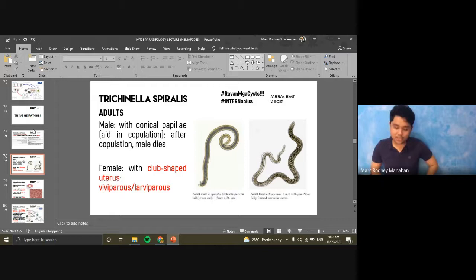And females, as you can see, have a club-shaped uterus. And inside the uterus are already larva. So there is no egg stage, right? No egg stage, and what it produces directly are larva. That's why Trichinella is known as larviparous or viviparous. So the offspring are directly larva, no eggs. Okay? So that's for Trichinella spiralis adults.